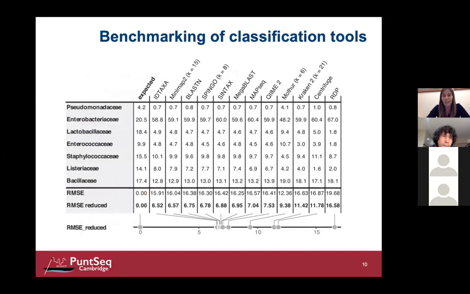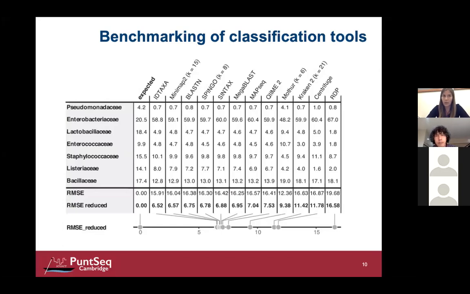We have many different classification tools that you see in the different columns at the top that we compare with each other. Obviously, the smaller the RMSE is, the better the classification tool performs. So we see here that ID Taxa and Minimap were amongst the best performing tools that we found.